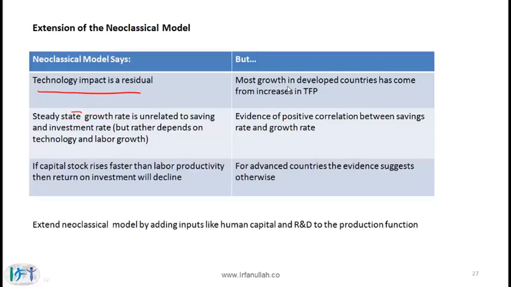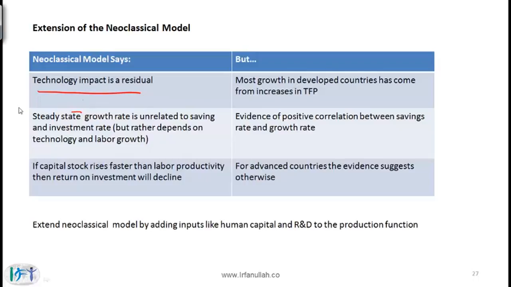So it seems a little strange that if most of the change in per capita growth is coming because of technology, then why focus on a model where technology is outside of the model?